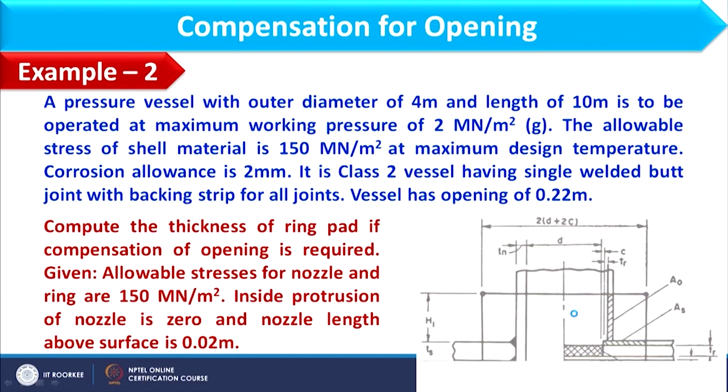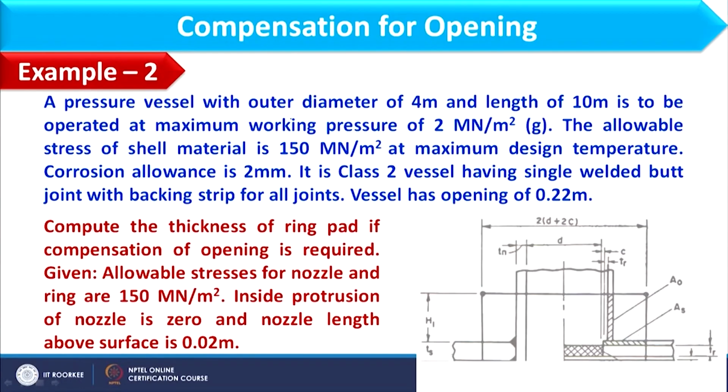And here I am having a second example through which you will have more idea how to carry out compensation for opening. So in this diagram, a pressure vessel with outer diameter of 4 meter and length 10 meter is considered, and it is operated at maximum working pressure of 2 meganewton per meter square. Allowable stress is 150 and corrosion is 2 mm, and this is again a class 2 vessel with single welded butt joint with backing strip. Vessel has an opening diameter of 0.22 meter. We need to compute the thickness of ring pad if compensation of opening is required.